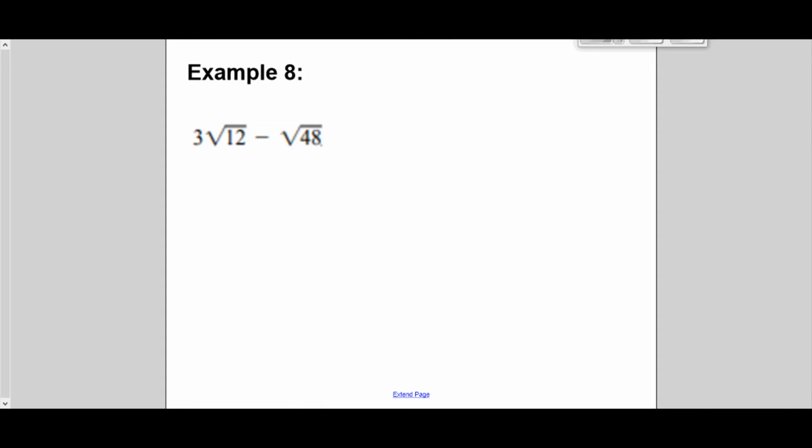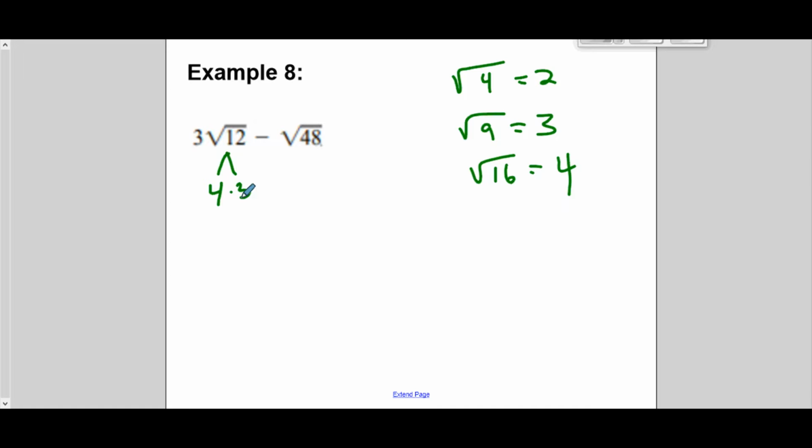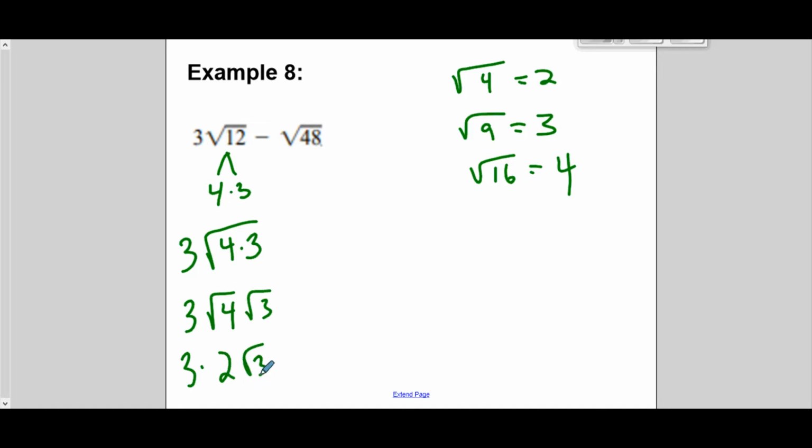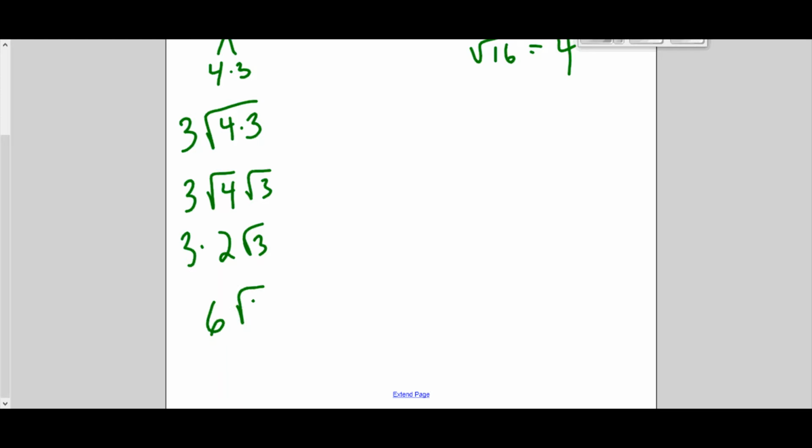So I have one more, example 8. So 3 square root of 12 minus the square root of 48. So let's reduce 12 first. So square root of 4 is 2, square root of 9 is 3, square root of 16 is 4, and I can stop there. So 12 is divisible by 4. So this would be 4 times 3. So this would be 3 square root of 4 times 3. So 3 times the square root of 4 times the square root of 3. Square root of 4 is 2, so this would be 3 times 2 square root of 3. So this is 6 square root of 3.